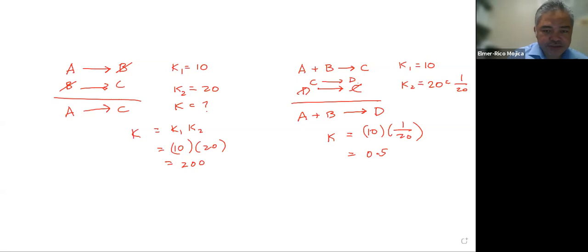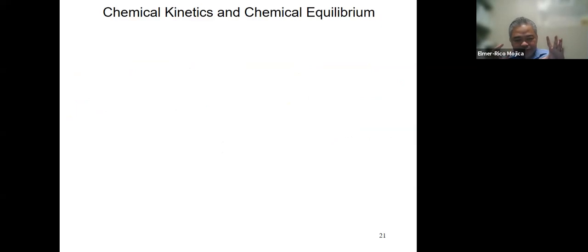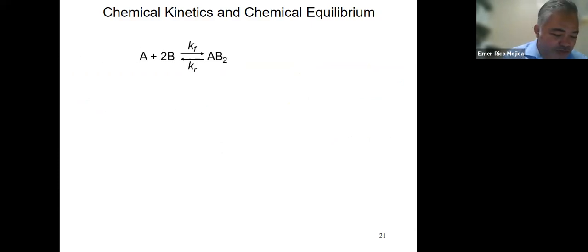Okay, so we will continue with the next one. So this one, it's just showing us the relationship of the two Ks, the small k and the big K. So when we're talking about the small k, it's the chemical kinetics. When we're talking about the big K, it is the chemical equilibrium. So let's say we have this reaction, A plus B producing AB squared. And you're given here that it is a reversible reaction.